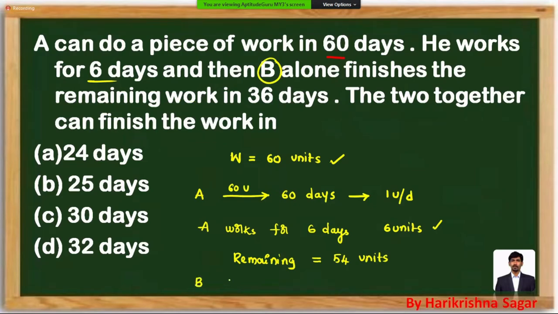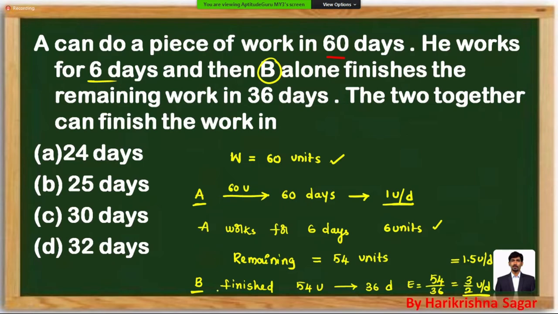As per the given story, B alone finishes the remaining 54 units in 36 days. That means B finished 54 units of work by taking 36 days of time. That means we can understand what is the efficiency of B. Efficiency is nothing but work done by time taken, 54 by 36. That's the efficiency of B. So we can say this is going to be 3 by 2 units per day. So now I'm able to understand A efficiency and B efficiency. The question here is they work together, how many days will it take to complete the same work. So we are able to understand that A can finish one unit per 1 day, B can finish 1.5 units, because 3 by 2 is nothing but 1.5 units per 1 day.